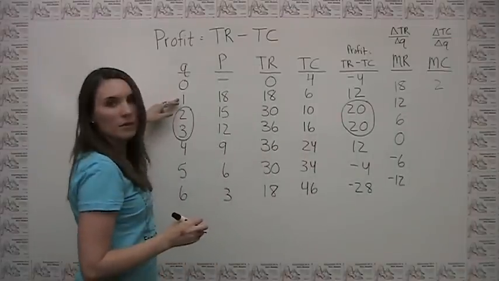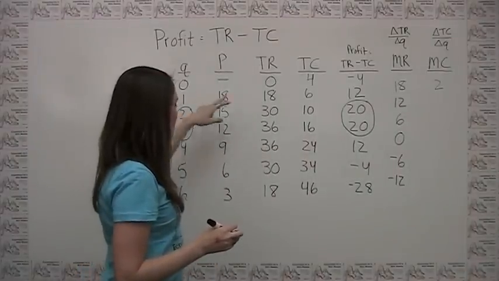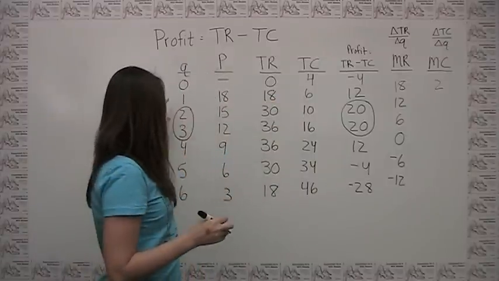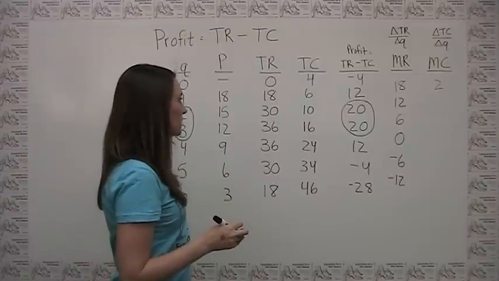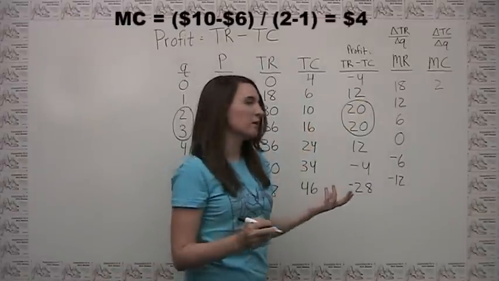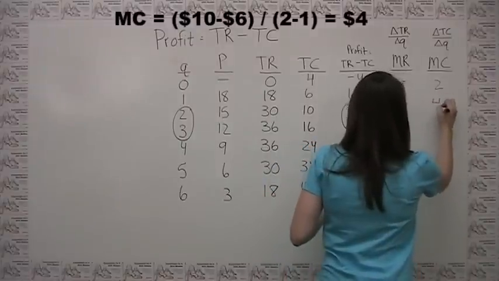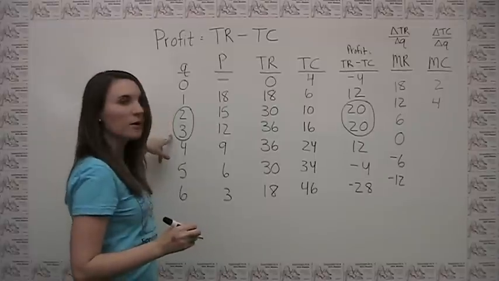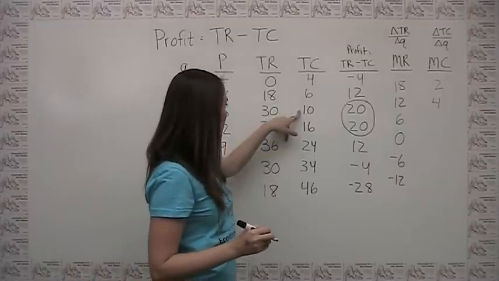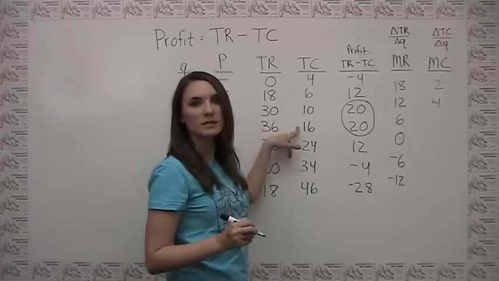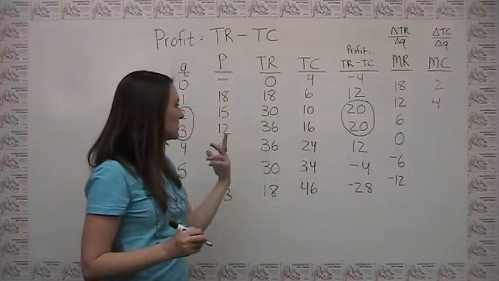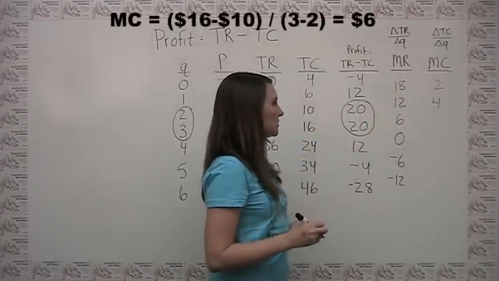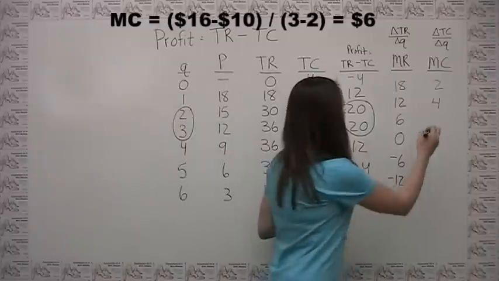In going from 1 unit to 2 units, our total cost goes from 6 to 10, which is an increase of 4. And our change in quantity is just 1, so our marginal cost is 4 divided by 1, or 4. In going from a quantity of 2 to a quantity of 3, our total cost increases from 10 to 16. This is an increase of 6 for a quantity increase of 1. So our marginal cost is just 6 divided by 1, or 6.